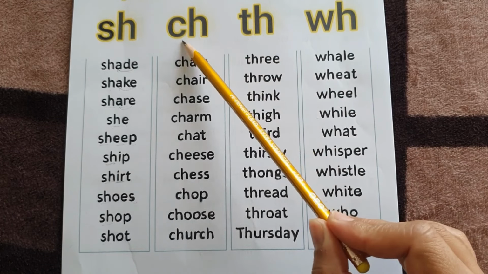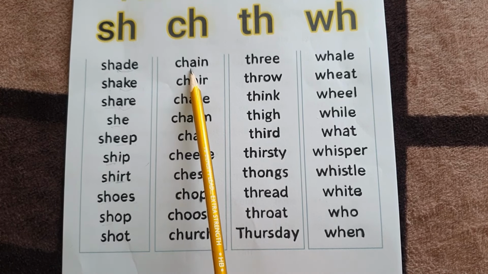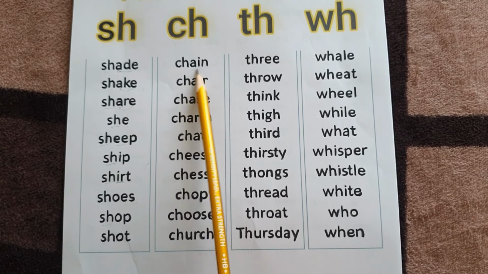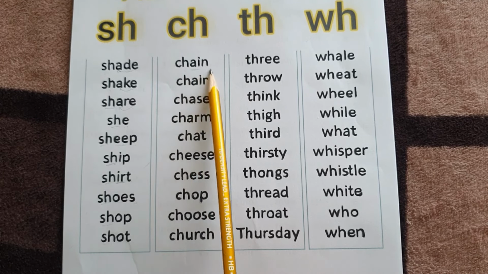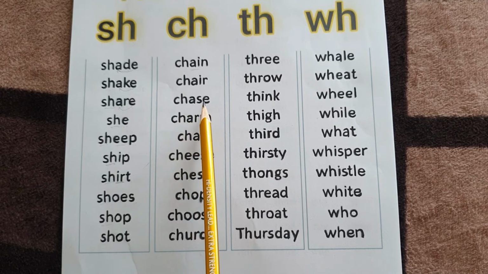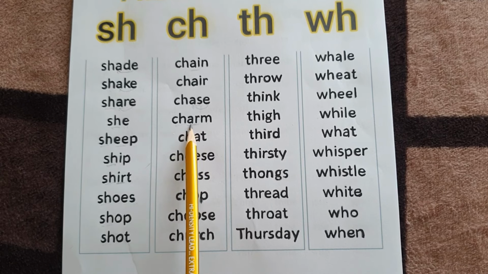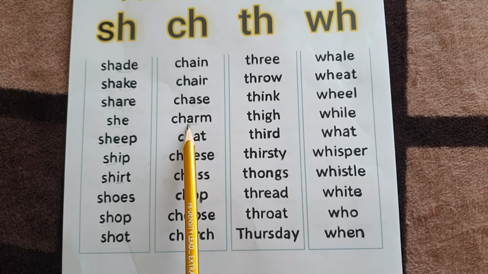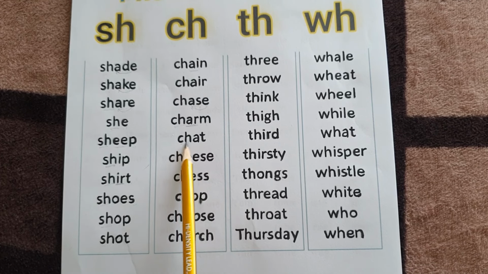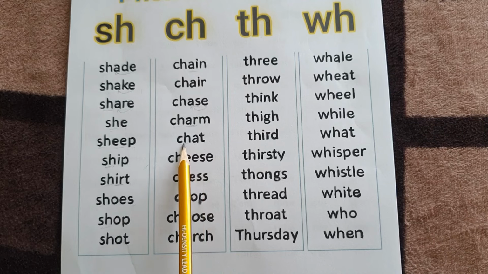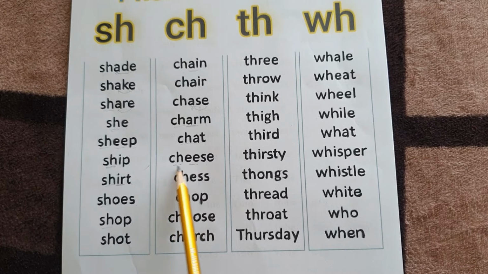Now let's look at ch sound blending words. Ch, ai. This is another digraph. Ch, ai, n, chain. Ch, a, s, chase. Ch, ar, m, charm. Ch, a, t, chat. Ch, ee, s, cheese.